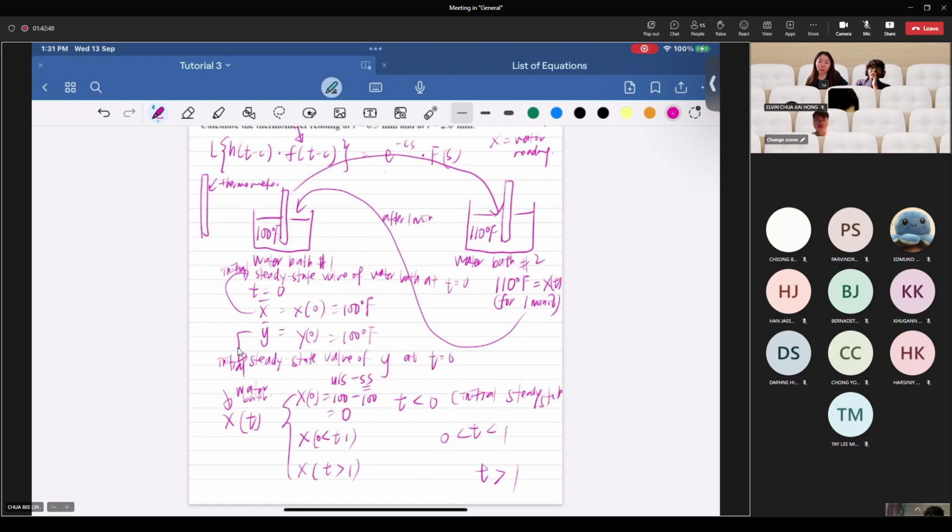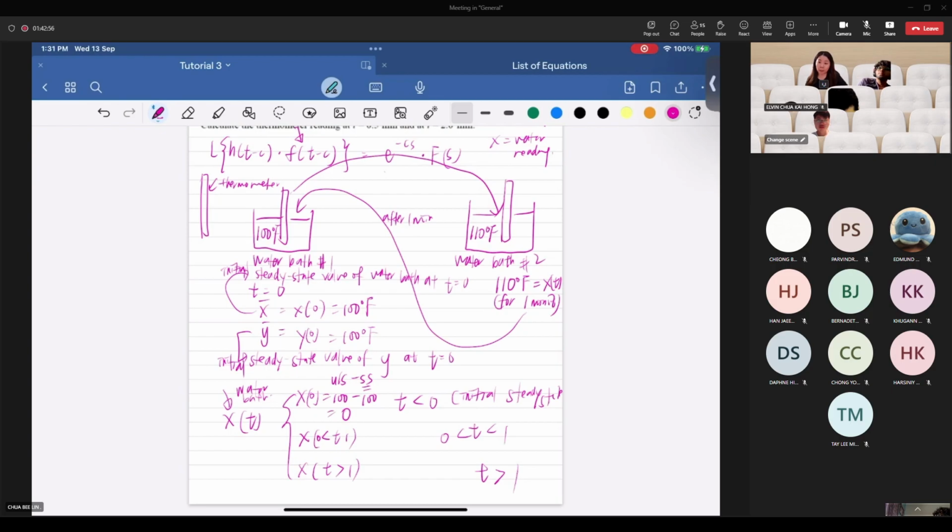Why we need to consider the change? Because transfer function, you have to consider the change using unsteady state minus steady state. So all the values you are going to put will be the change with respect to steady state value.